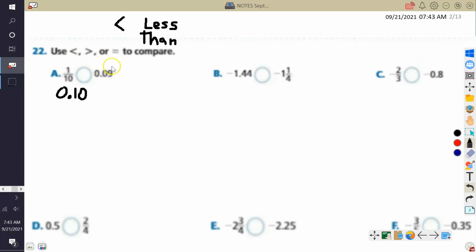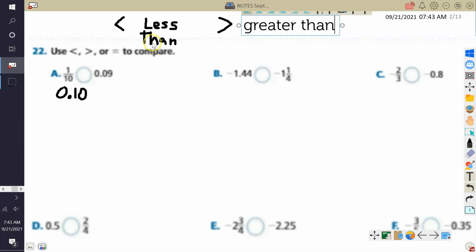So you would say something is less than something. And then this symbol right here, of course, is greater than. You know what? This is going to be a whole lot easier if I just type it in. That was easy. And of course, equals to.